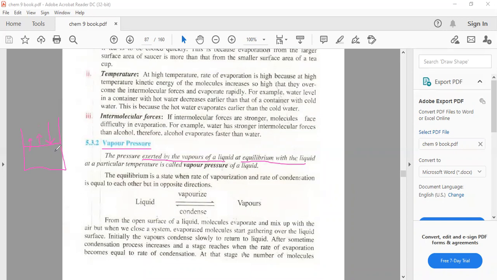The important point is that this is at a particular temperature. Different liquids have different particular temperatures at which they produce vapors.